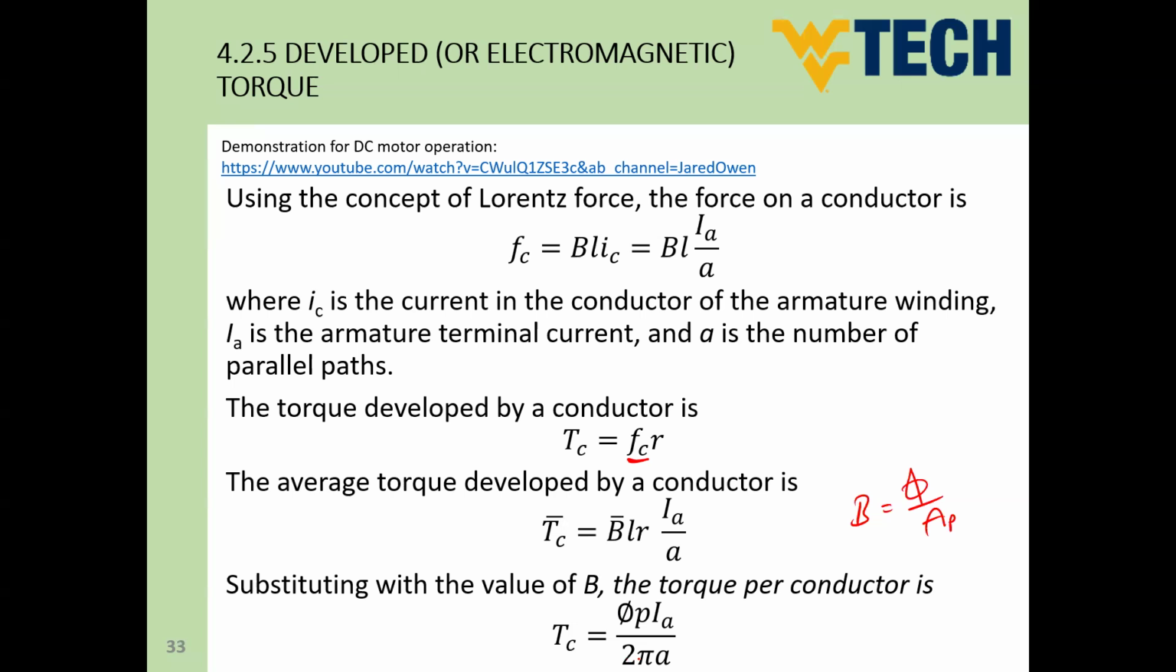The area is 2 pi R L divided by P. So in this case, guys, you will find the relation by the end is phi times P times Ia divided by 2 pi A, where phi is the flux, P is the number of poles, Ia is the total armature current, and A is the number of parallel paths. So this is the relation of torque as a function of current.